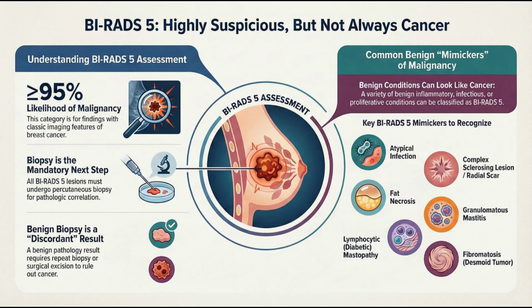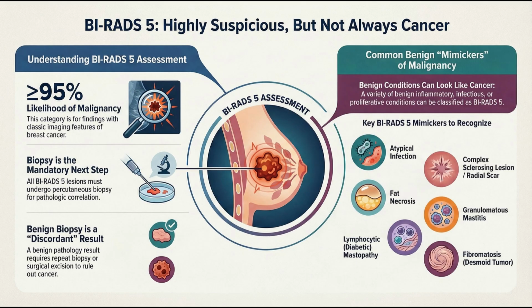Okay. So now let's talk about the stakes here. You said 95% plus, but I've seen the data. It's not always that high in the real world, is it? No, you're right. And this is a critical point. When you look at the published data, the actual positive predictive value, or PPV, for BI-RADS 5 ranges pretty widely, from about 78% all the way up to 97.5%. That's a huge range. So in some places, almost 1 in 4 of these near certain cancers are actually benign.